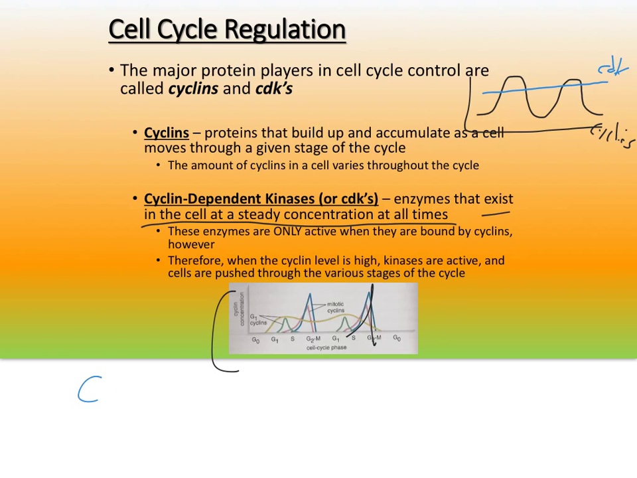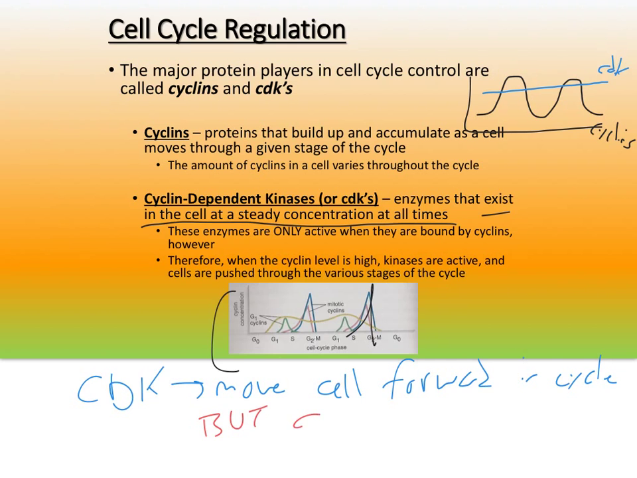Now here's why it's unique. CDKs move the cell forward in the cell cycle. So CDKs' job, their function, is to push the cell through checkpoints, push the cell forward. But CDKs only work when there's enough cyclin to activate the CDK.